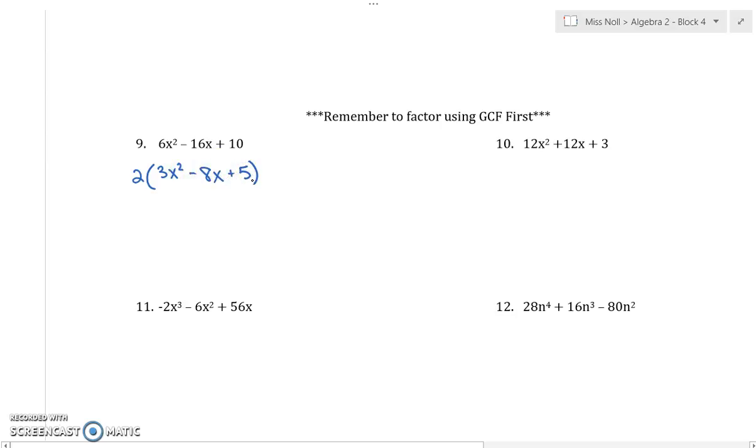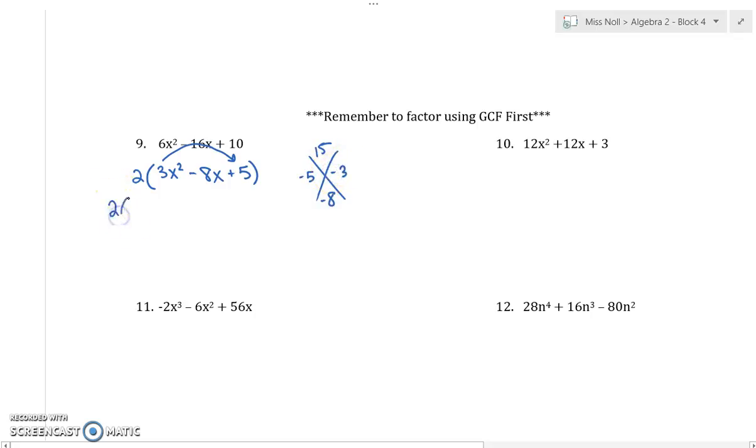So now, from there, I'm going to kind of ignore the 2. The 2 is just along for the ride, and I'm going to focus on the 3x squared minus 8x plus 5 and treat that as if I'm just factoring that. Notice the a value is not 1, so I'm going to have to multiply that by 5. So I'm looking for numbers that multiply to 15 and add to negative 8. That would be negative 5 and negative 3.